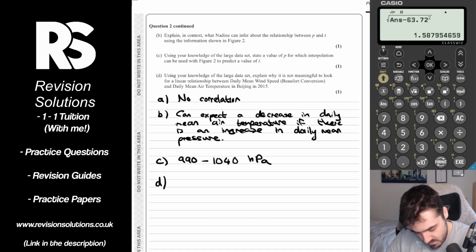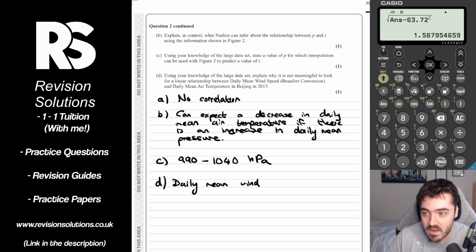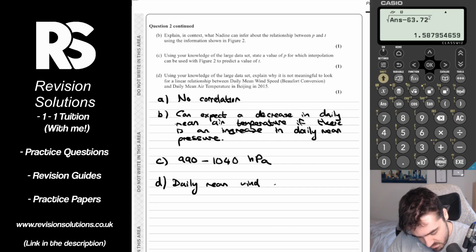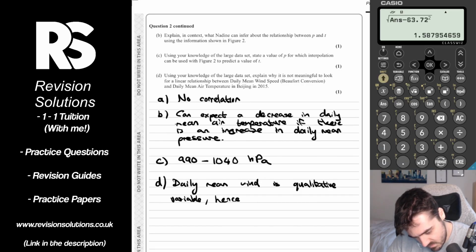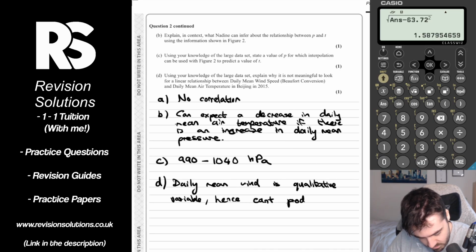So yeah, the daily mean wind speed isn't actually measured as a number. It's measured as high, low, average. So a qualitative measurement or variable. So hence you can't produce a linear relationship.